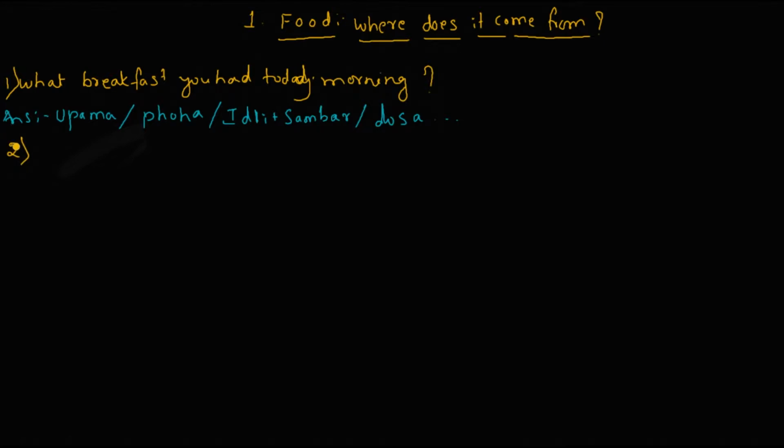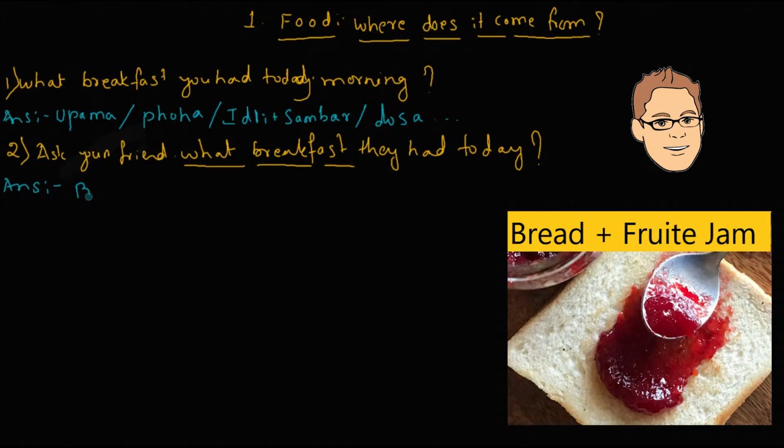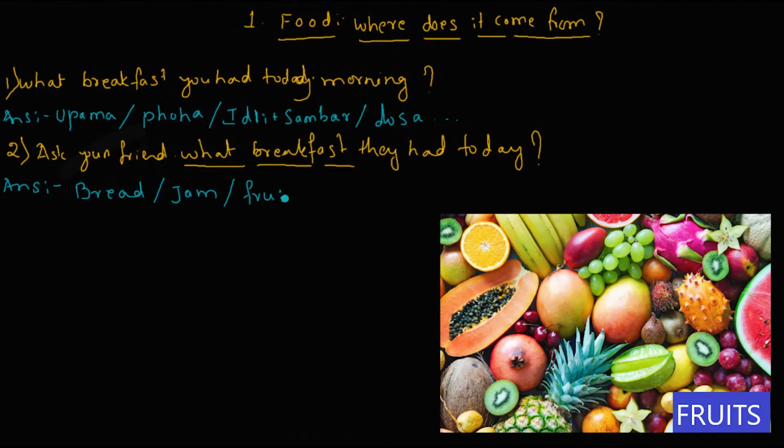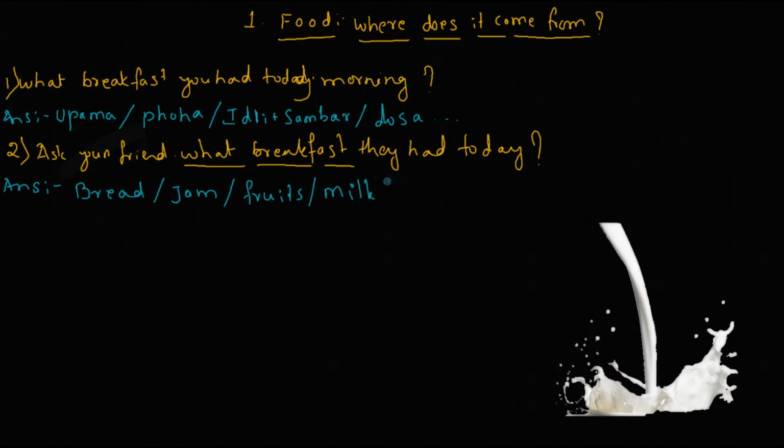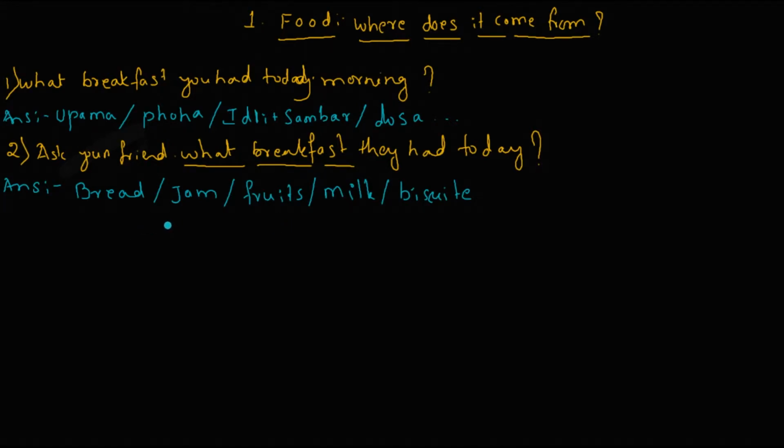Next question. Let's understand first. You just ask your friend what breakfast they had today. There should be an answer. Or he will be telling you, I had bread and jam and fruits and milk and biscuit. So here are the different items you got, and here also you have different items.